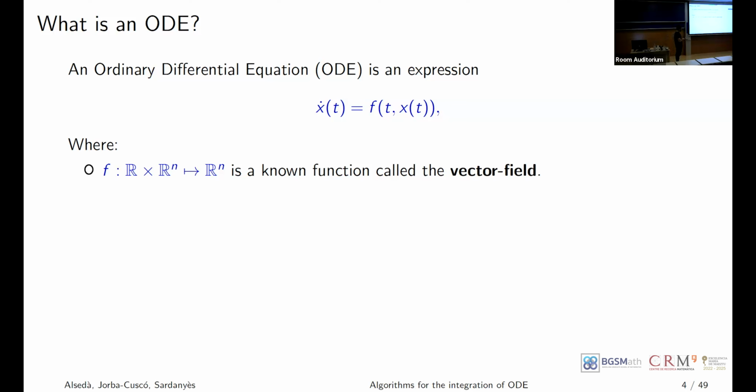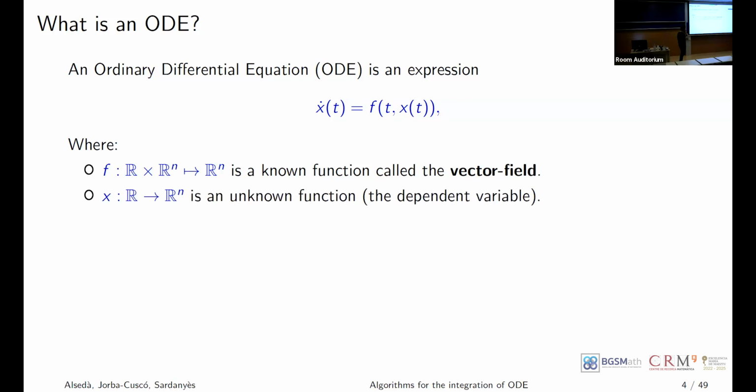So if f depends on t explicitly, we'll say that the system is non-autonomous, and if not, we'll say the system is autonomous. So f is the vector field, and x is the unknown function, and the whole thing is what we want to know. Let me say that in the first instance, this has as many solutions as you want.